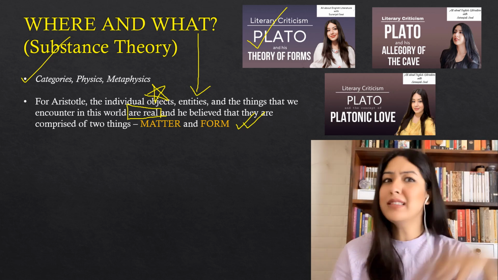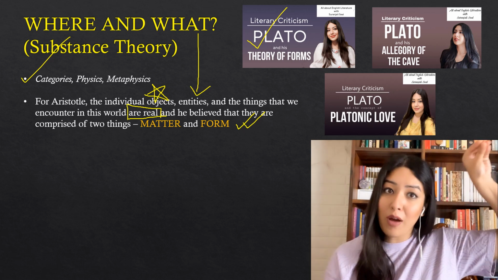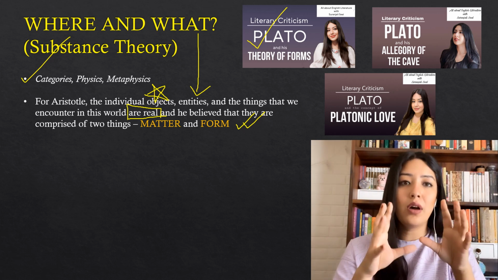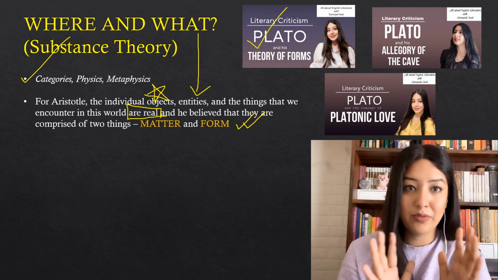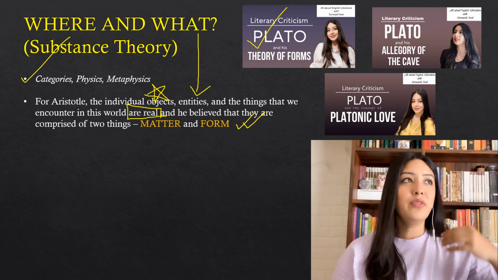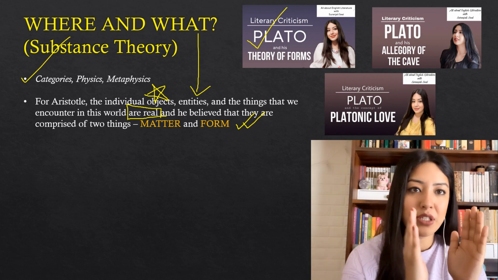But Aristotle says that there's no realm of forms. The form and matter exist in the thing itself, okay? So I'll give you an example. For example, I am a human being, okay? Whenever you look at a human being, you can distinguish it from a cat, right?